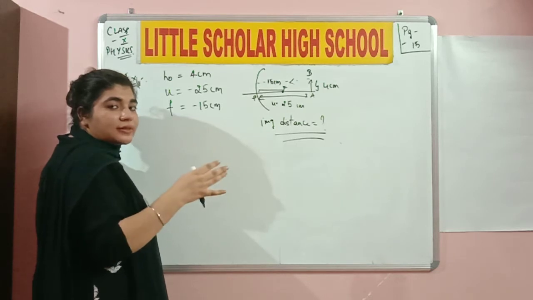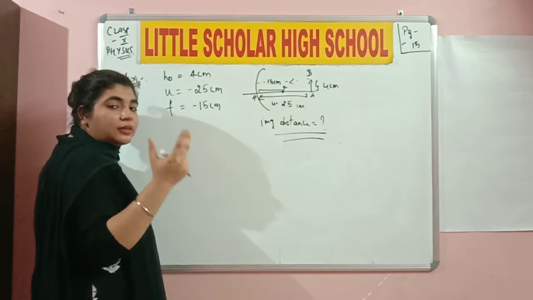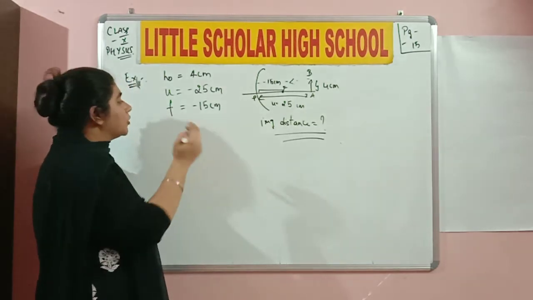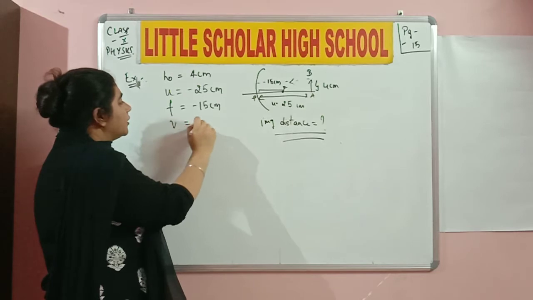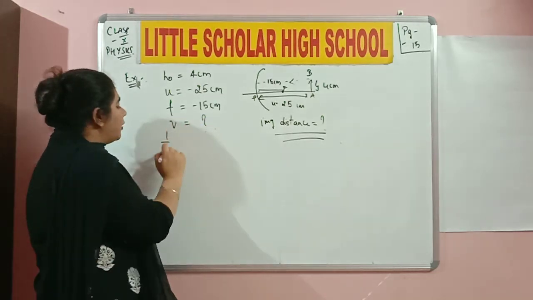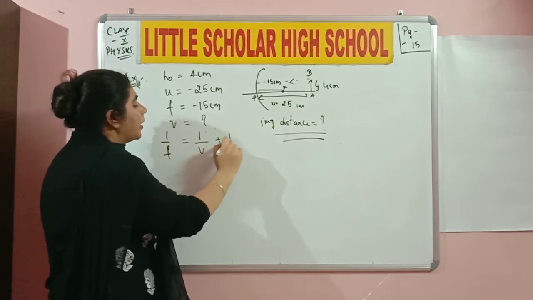Where do I place the screen? At a certain distance. What is that distance called? Nothing but image distance, because what am I getting on the screen? I'm getting the image on the screen. So V is equal to question mark. What formula am I going to use? 1 by F is equal to 1 by V plus 1 by U.